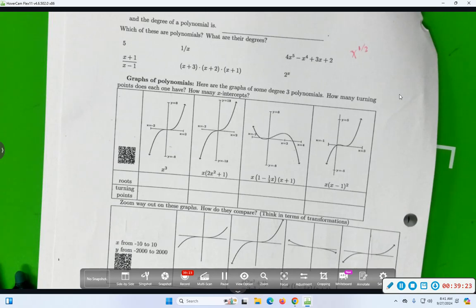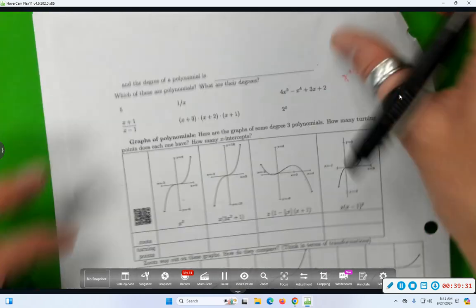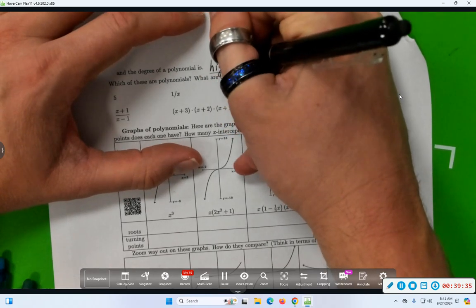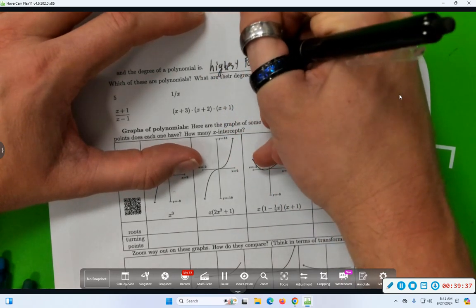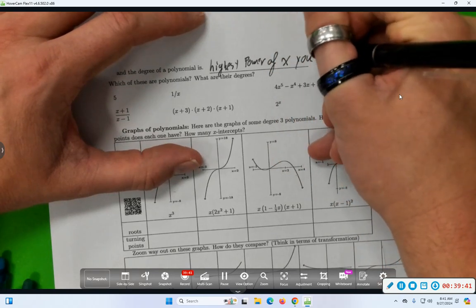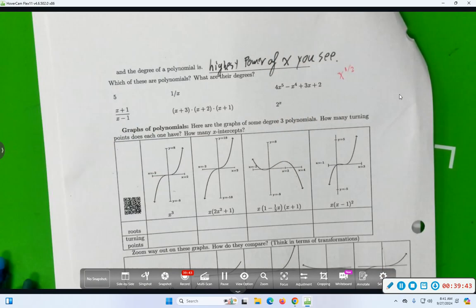And I guess I can define degree, but maybe we'll define it after we even talk about this a little bit. Now, I should say the degree. The degree on a polynomial is the highest power of x you see. So, here are some functions. Tell me if they're polynomials. If they are polynomials, tell me their degree.